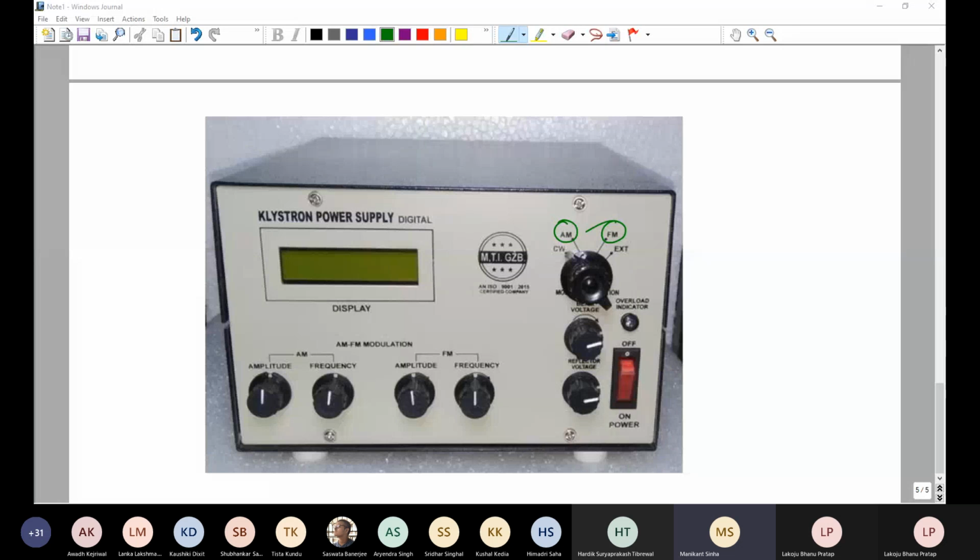I have told you there are two things, the repeller voltage and the beam voltage. Below this you have the repeller voltage and the beam voltage. The middle knob is for adjusting the beam voltage, and the bottom one is for adjusting the repeller voltage or the reflector voltage. Then you can also see the AM and FM modulation: the amplitude and the frequency knobs. Using these two knobs, you adjust the modulation depth or index. Then in the display you could see the supply voltage and other things.